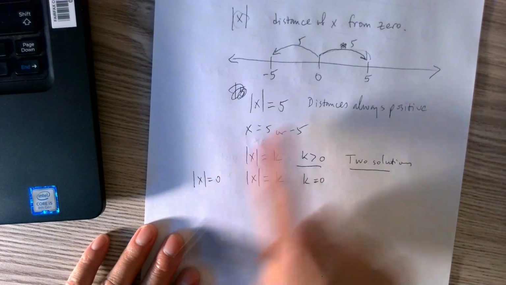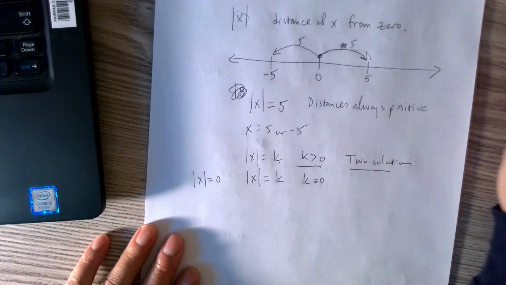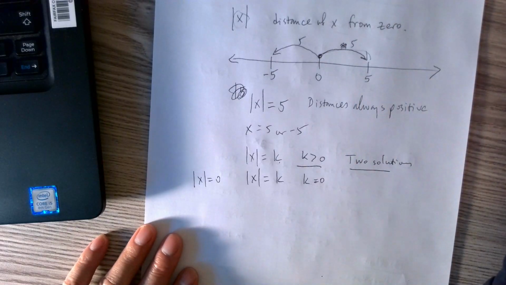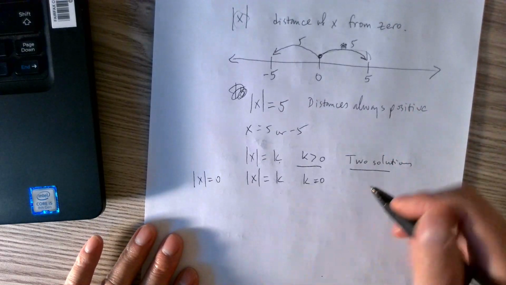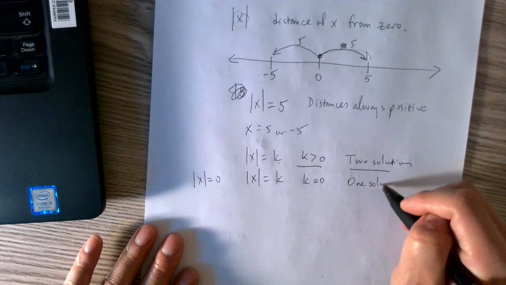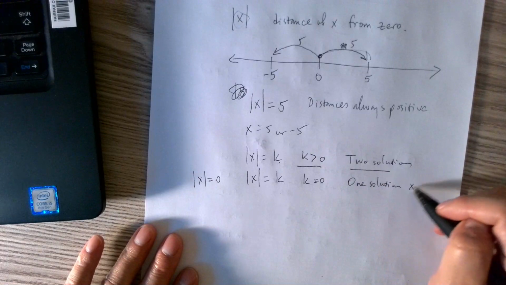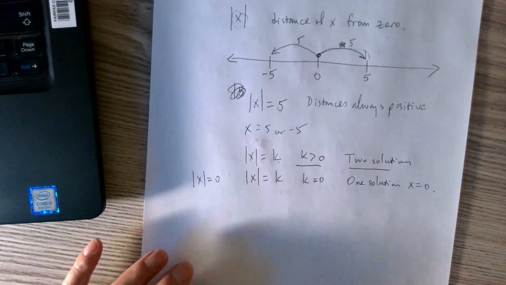Okay, so where would that be on the number line? That would be right here. There's only one number on the number line that is 0 away from 0. It's 0. So in this case, there's only one solution, and that solution is 0.